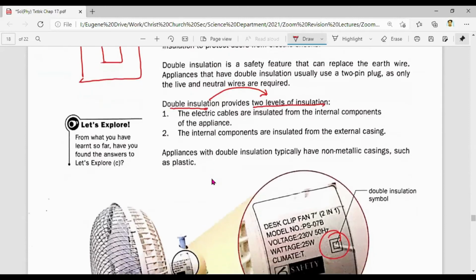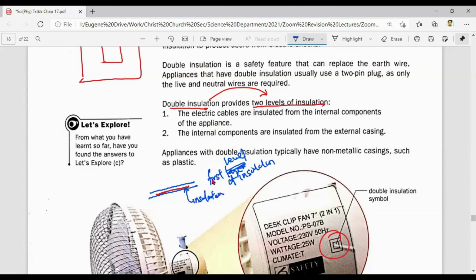What are the 2 levels? First, the electrical cables are insulated from the internal components. For example, these are my wires, and the wires are obviously connected to the internal components. The wires in the fan have a layer of insulation that protects them from the other components. So every single electrical cable is insulated from the internal components. I say again, every single one of these wires is insulated from the internal components, such as the motor or whatever other things you have inside the electrical appliance. This is the first level of insulation.